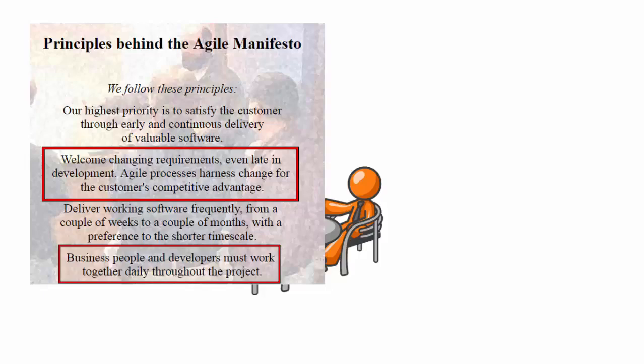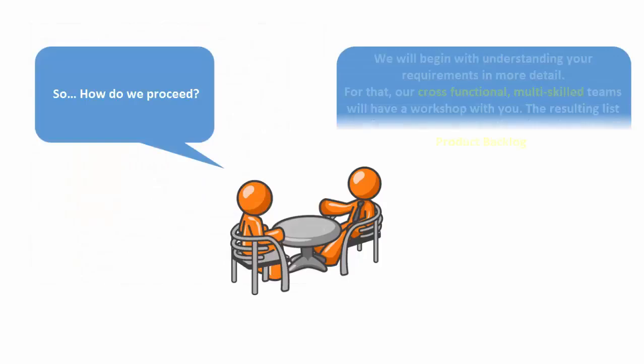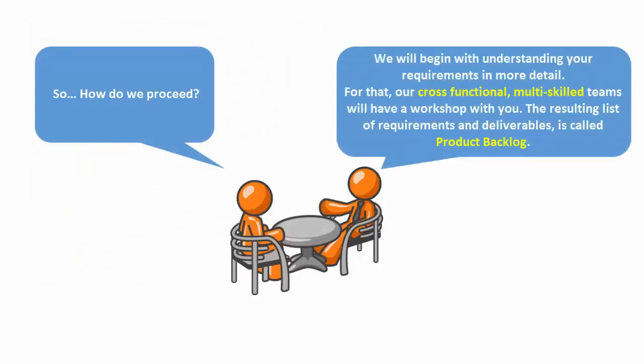So, how do we proceed? We will begin with understanding your requirements in more detail. For that, our cross-functional multi-skilled team will have a workshop with you. The resulting list of requirements and deliverables is called product backlog.